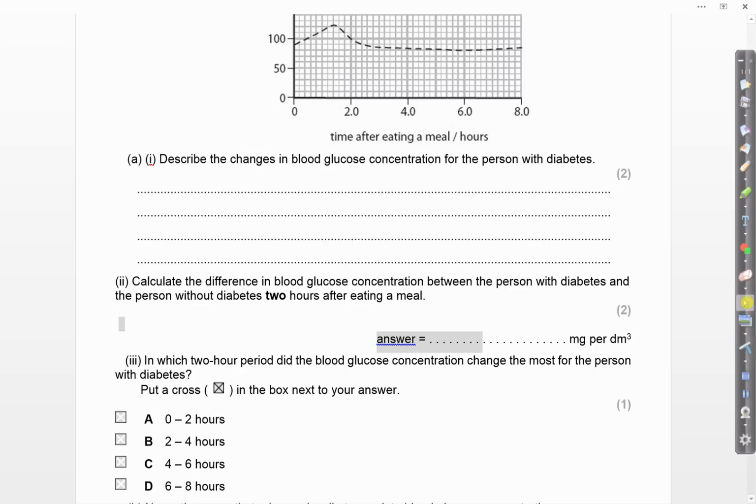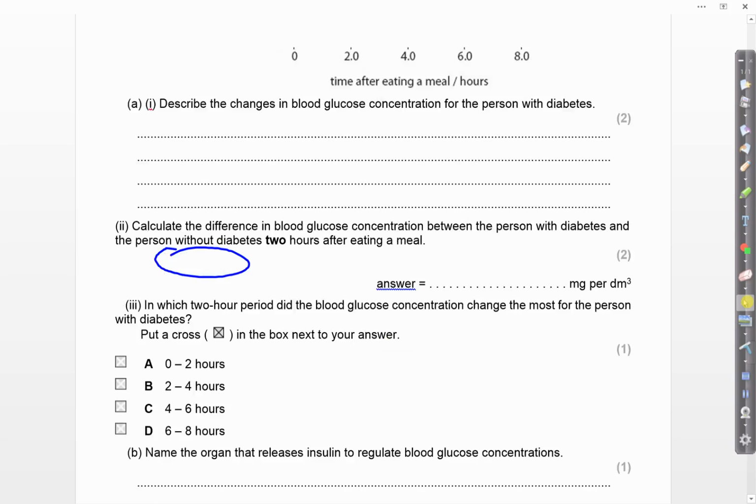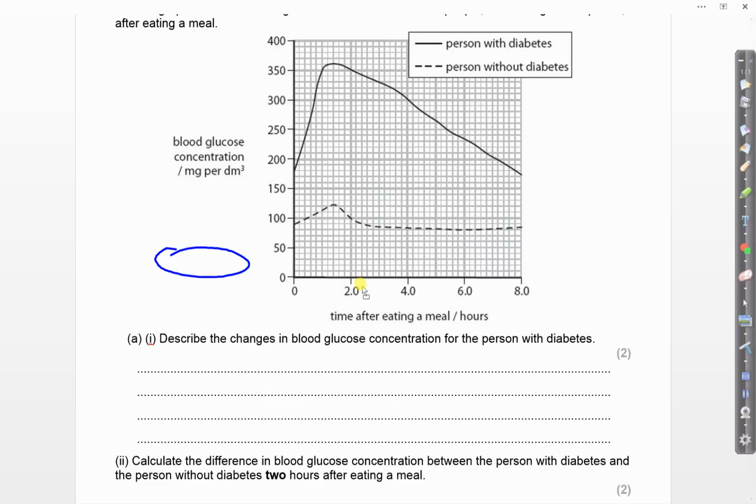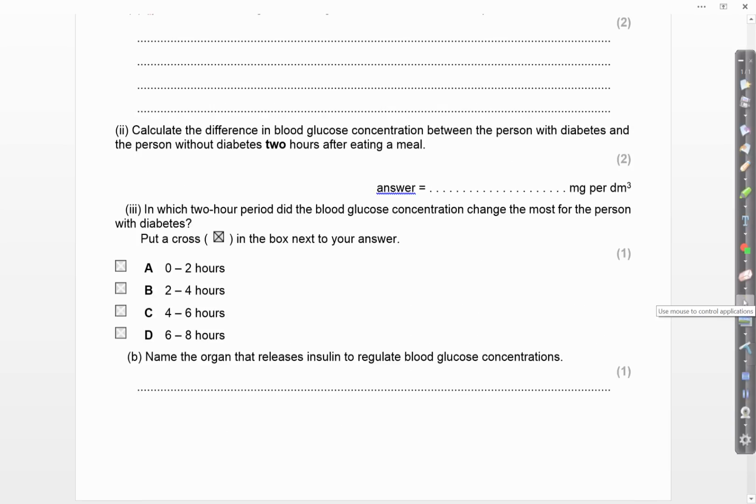So moving on, we have another couple of questions here. In which 2-hour period did the blood glucose concentration change the most for the person with diabetes? Put a cross in the box next to your answer. So I think that will be 0 to 2 hours. So let's just have a little look. Yes, 0 to 2 hours. That's where we see the biggest change in blood glucose concentration. So that's fairly straightforward for us there. So 0 to 2 hours.